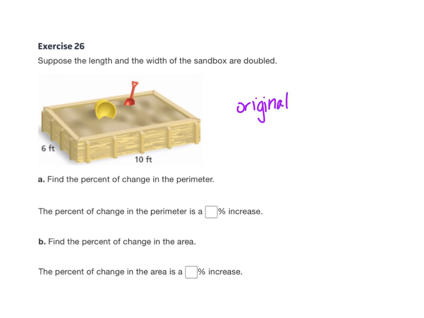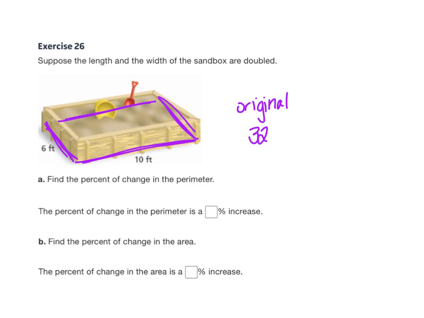The original perimeter is 10 plus 10, which is 20, plus 6 and 6, which is 12, and 20 plus 12 is 32. Remember, perimeter is the distance around a shape. So that's the original perimeter.